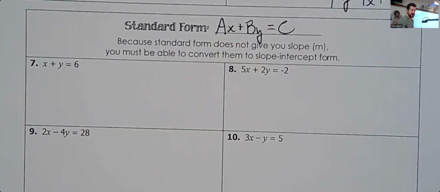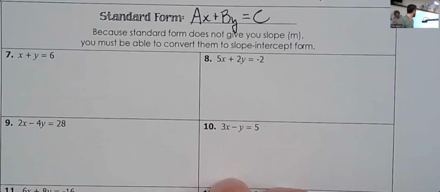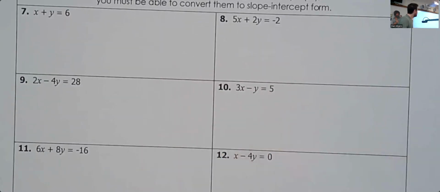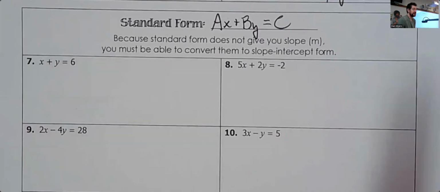Every standard form equation that you see will include whole number values with X and Y, whereas with slope-intercept, we got fractions all over the place. So in standard form, you're not going to see fractions. The X and Y still just mean X and Y, like X, Y coordinates on a graph.